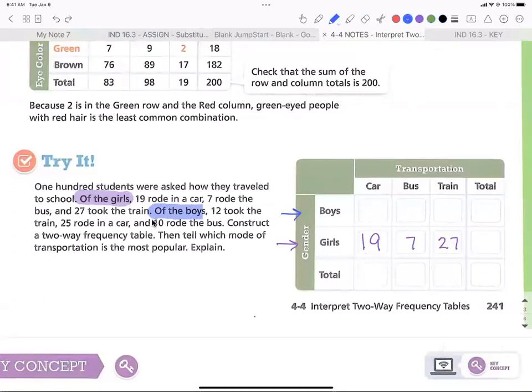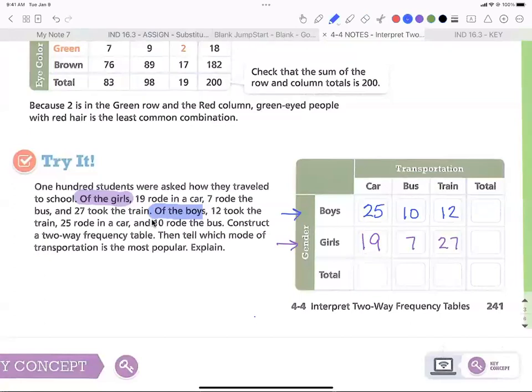They're not always going to give you the information in the order that the table's at. So you got to make sure you're in the right box, okay? So of the boys, 12 took the train. So you got to make sure you're in the train column, which is over here. 24 rode in a car. Now we're over in the car. 25, sorry. And then 10 rode in a bus. So boys on a bus is 10.